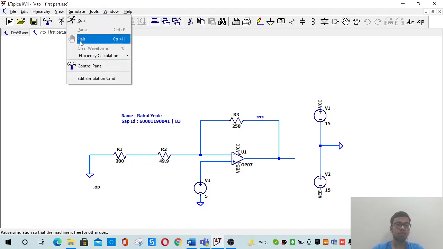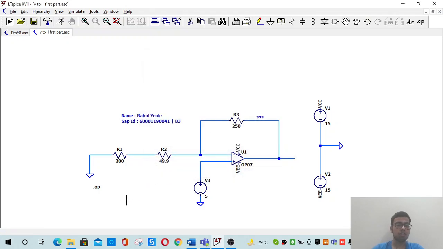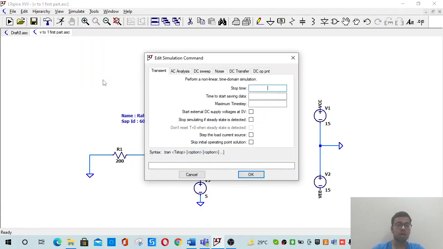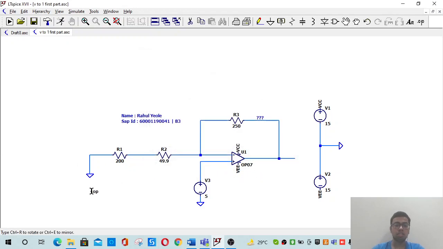You can get it by going to simulate, edit simulation command. Here, when you go to the DC operating point, simply press OK and you will get this .op. Since I have already selected it, I will re-show it. So I just delete it, escape. Now I go to simulate, edit simulation command. We traverse to the DC op point. Here we see this .op. We need not change anything. We should keep it as is and just place it anywhere on the screen.